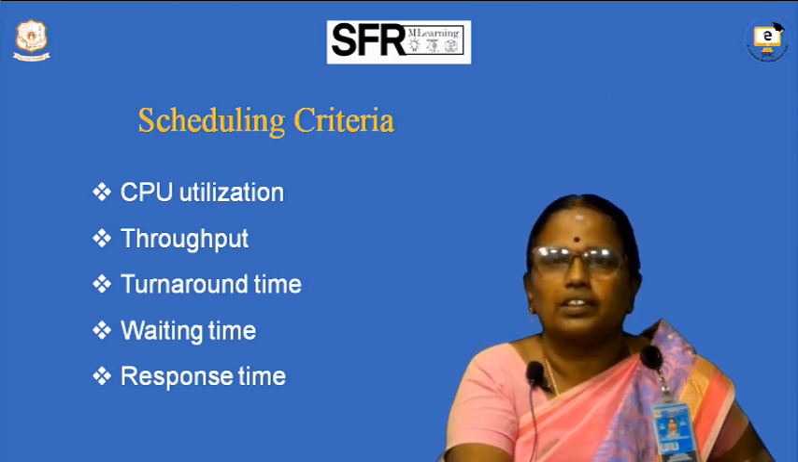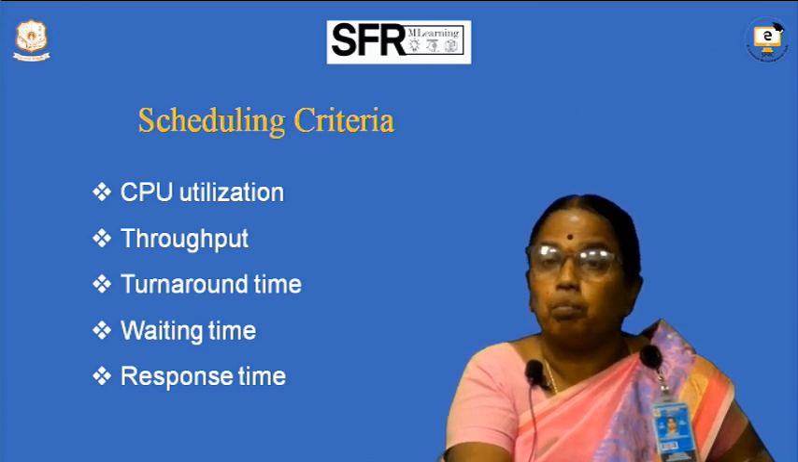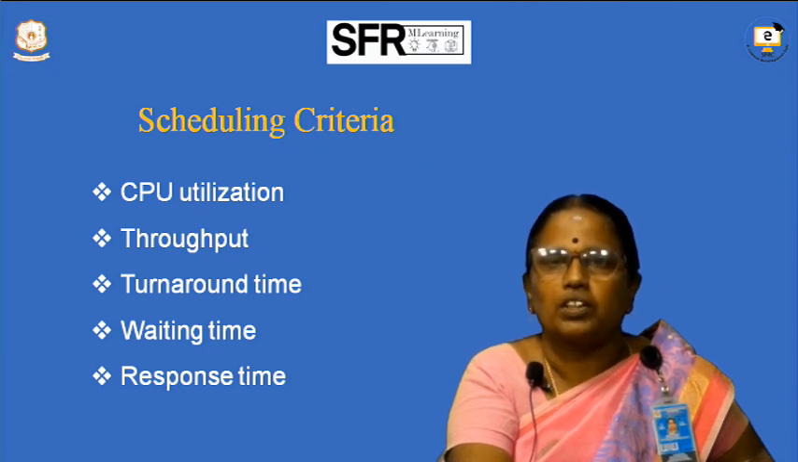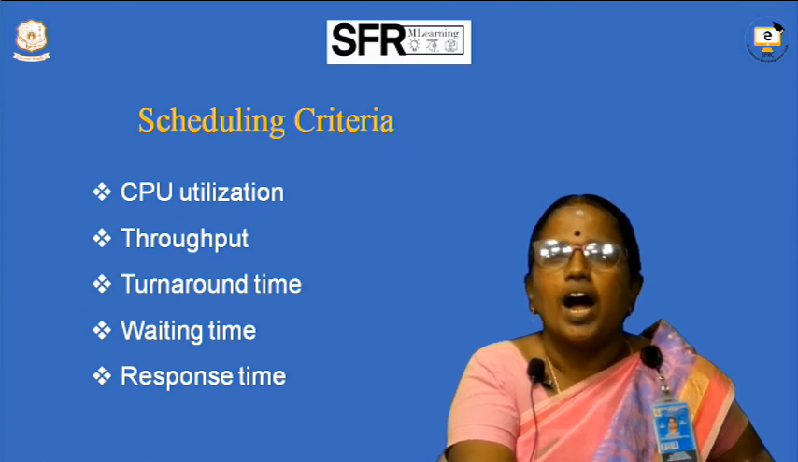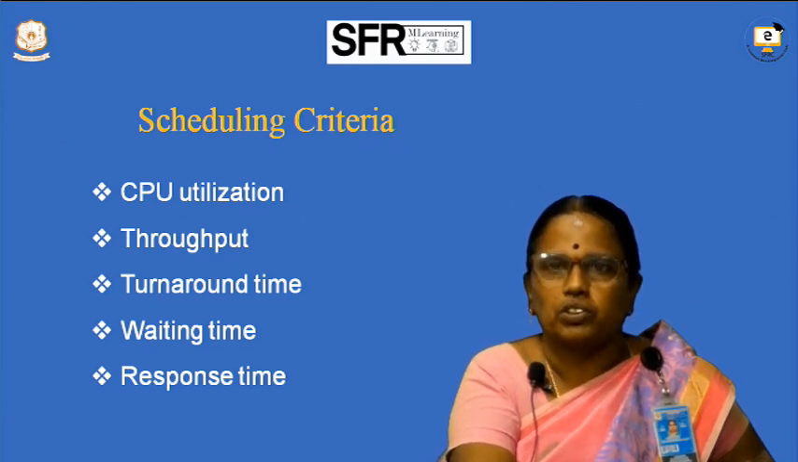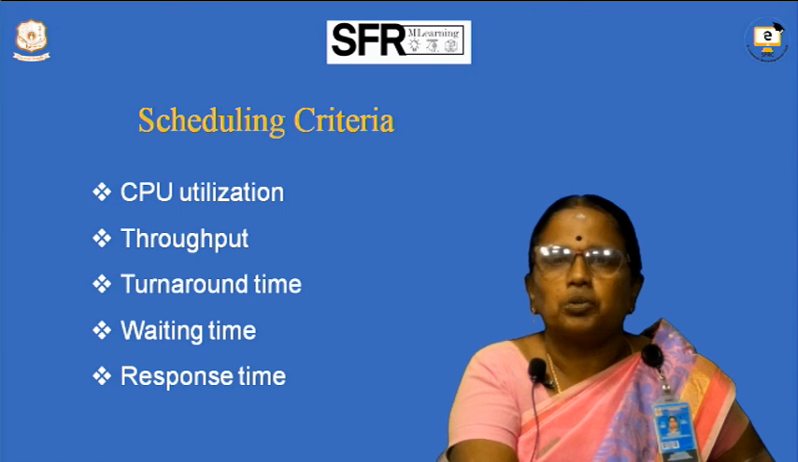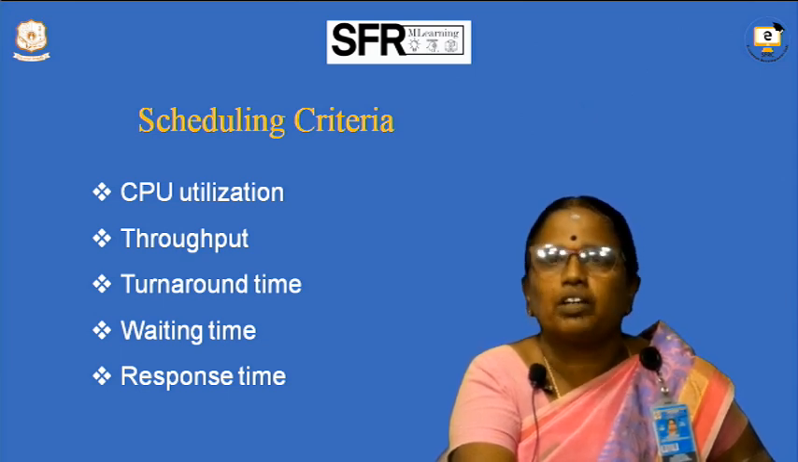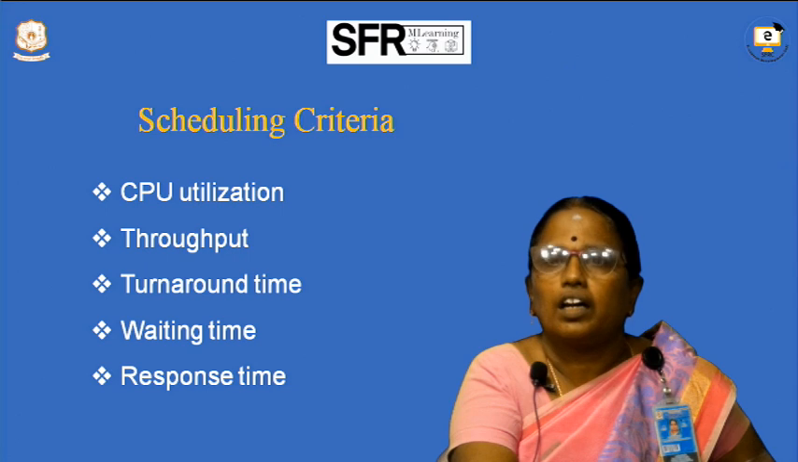This is called turnaround time. The waiting time: in between, the CPU may not be available for the process, and at that time the process has to wait in the ready queue, and that is called the waiting time of the process. And response time. Response time is calculated from the instant at which we submit a process to the first reply that we get from the CPU, and that is called response time.